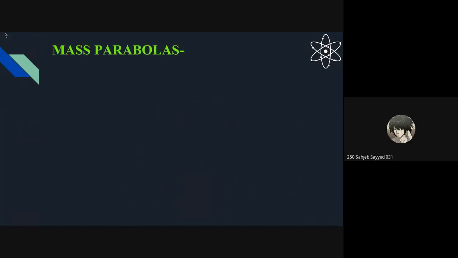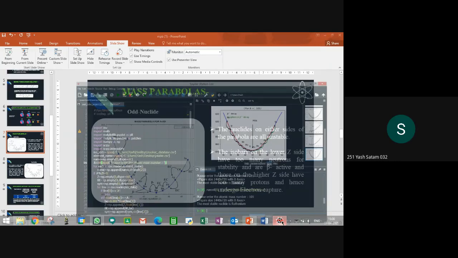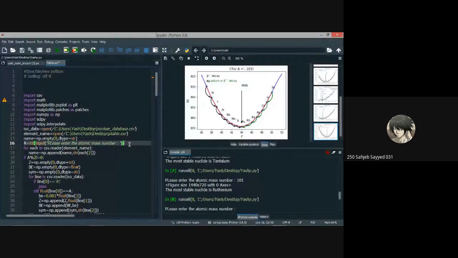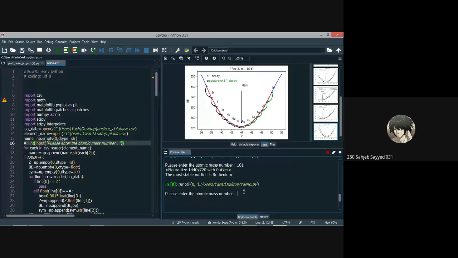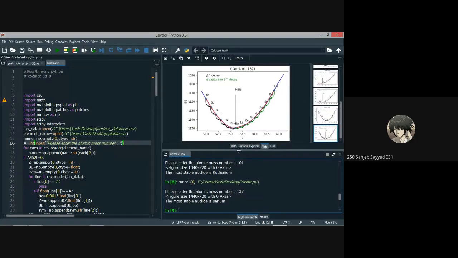So here we have used the first method, which is the mass parabola. We have plotted for an odd nuclide. To explain it in a more interactive way, I would like either of the judges to tell any odd number between 1 and 250. Can any one of the judges please tell a number? 137. Okay, this 137 is the mass number, so we are entering 137. When we run this, we get the mass parabola.